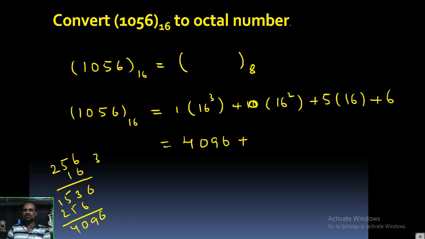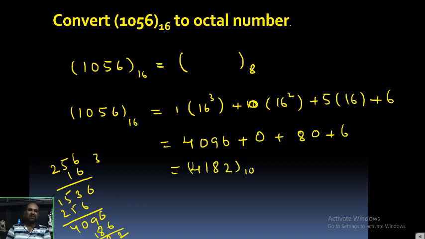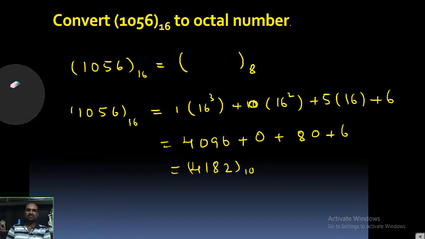4096 plus 0 plus 0, plus that is 80, plus 6. So that is 4182 in base 10. Now I want to convert that into base 8.